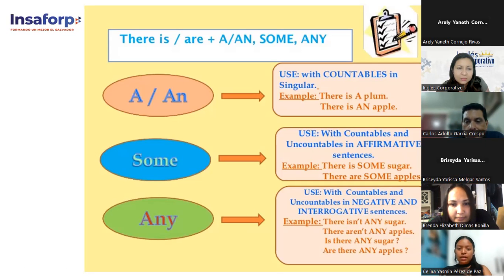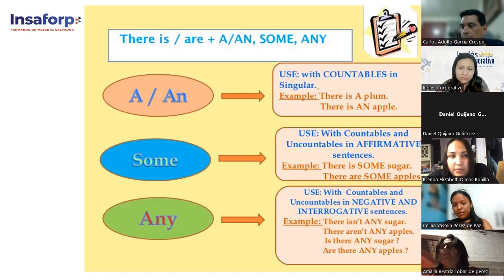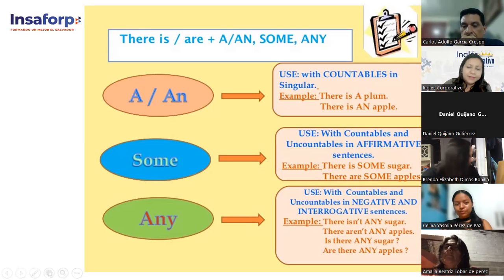Use with countables and uncountables in negative and interrogative sentence. Example, there isn't any sugar. There aren't any apples. Is there any sugar? Are there any apples? Very nice. Thank you. So you can see here more examples, right? Using there is and there are.